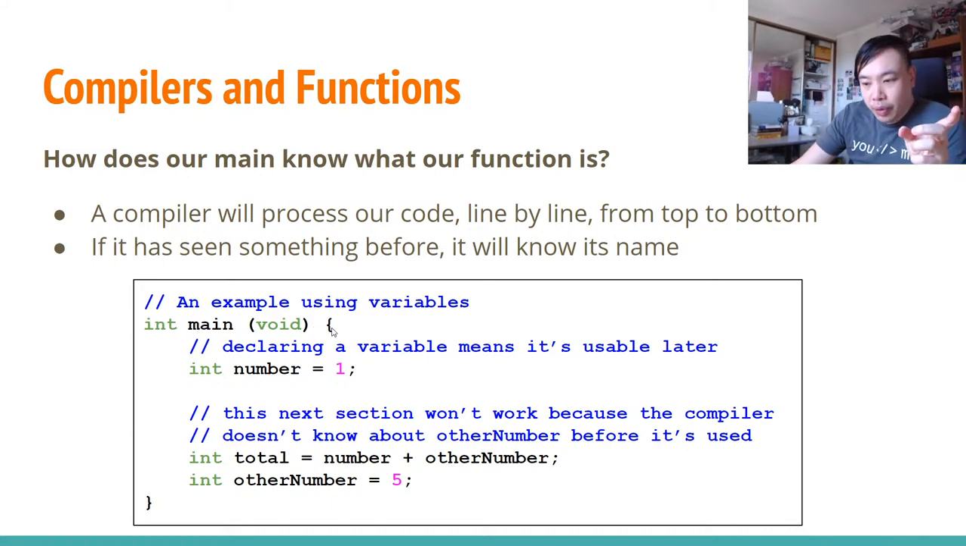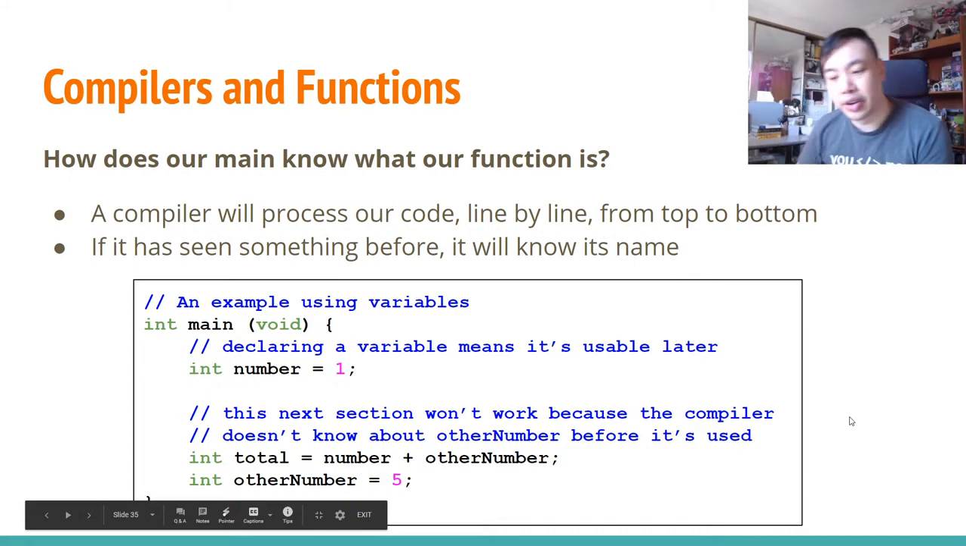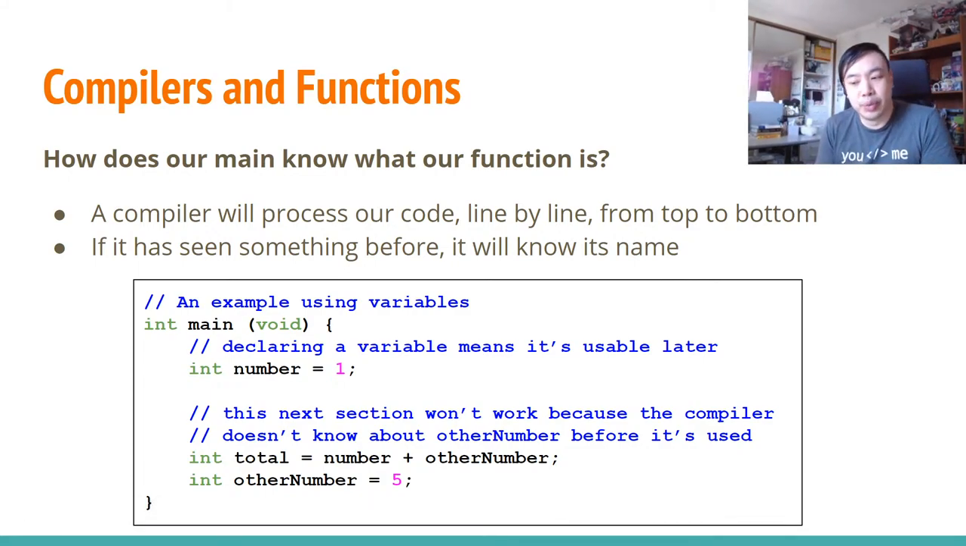We have our int main void, and we declare a variable called number, and we say that number equals 1. Then we have total equals number plus other number. Other number here is declared as equal to 5. If we look at this as a human, we can say the intention here was that total would be equal to 6 after this.